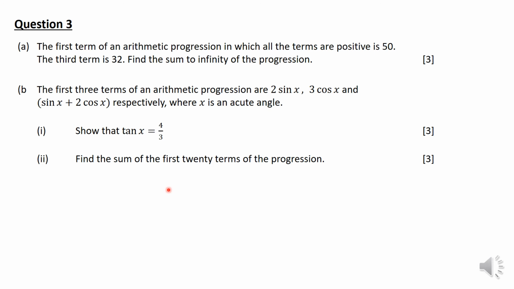Part B, now the terms are not just numbers or things you are used to, they are actually things containing sine and cosine. So you have 2 sine x, that is going to be the first term, 3 cos x, that is the second term, and the third term is sine x plus 2 cos x. And then they are saying x is an acute angle. This is quite important when you are going to find the sum of the first 20 terms.